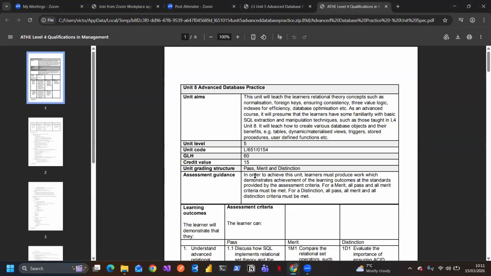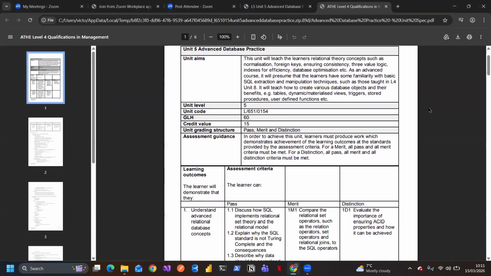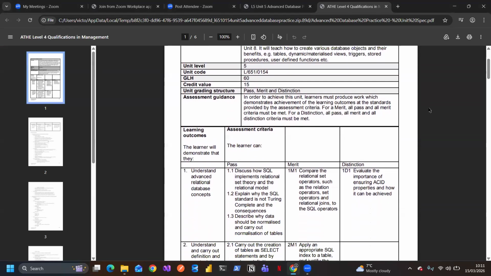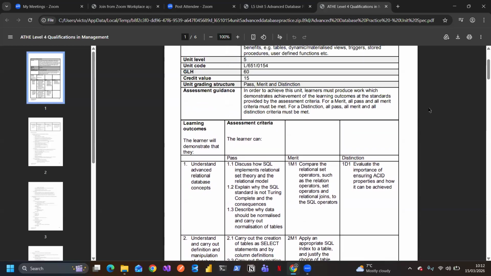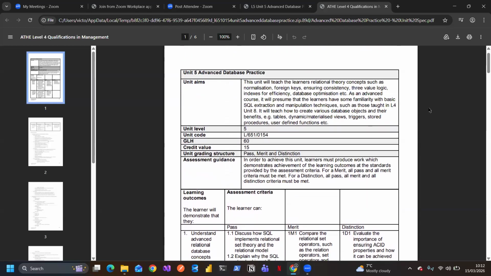So in today's session, we're going to cover the assignment discussion. We're mainly going to look at the unit that has been taught and made available for all the learners, and these sessions are available on Moodle. So this again is a level 5 qualification and the unit is Advanced Database Practice.